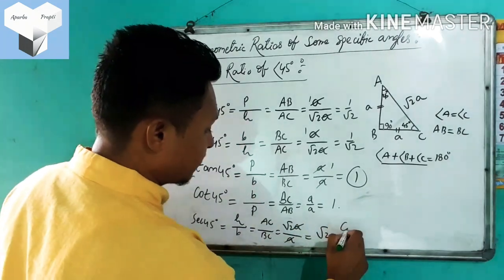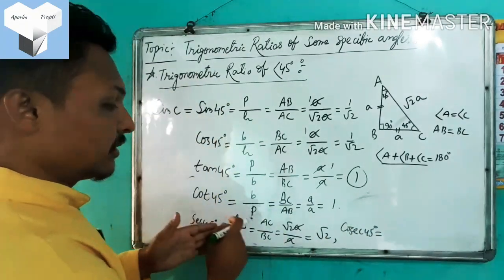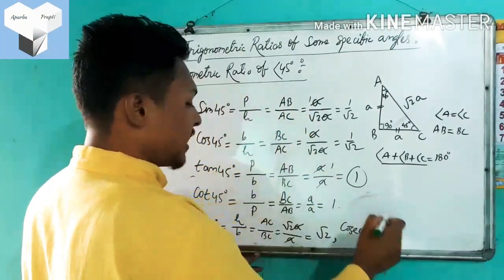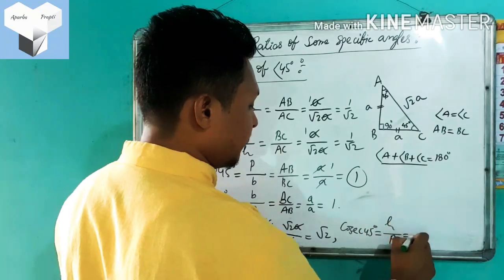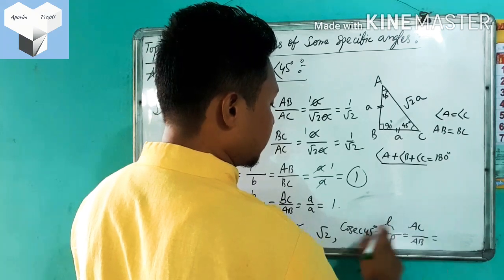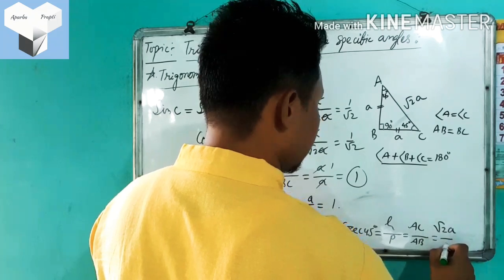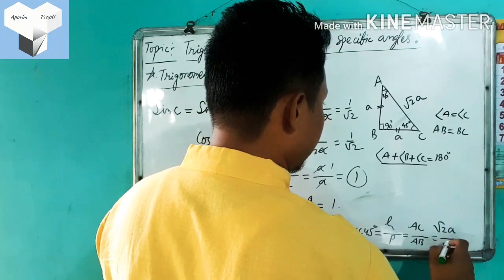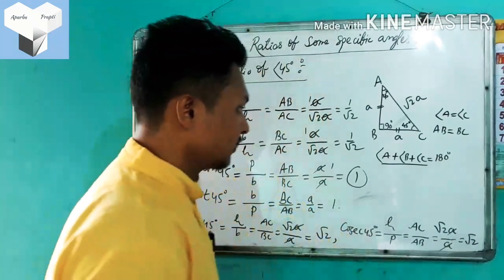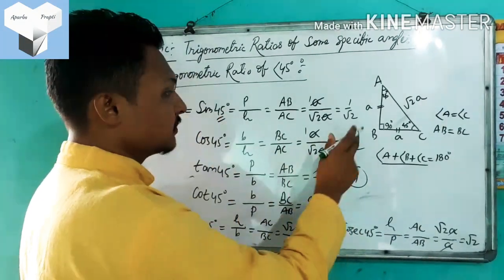Last one is cosec. Cosec 45 degrees is simply the inverse of sine. Yes, you can do it in this way also, or you can go manually like this. That is H by P. The hypotenuse is AC, and this is AB with respect to angle C. AC measures how much? Root 2 times A, and AB measures only A. Yes, A cancels, remains only root 2. So these are the trigonometric ratios with respect to angle 45 degrees.